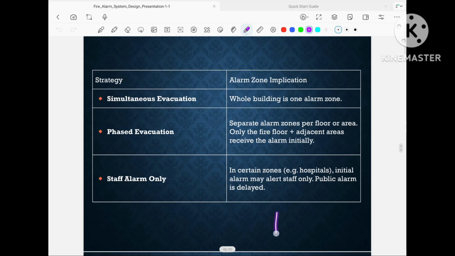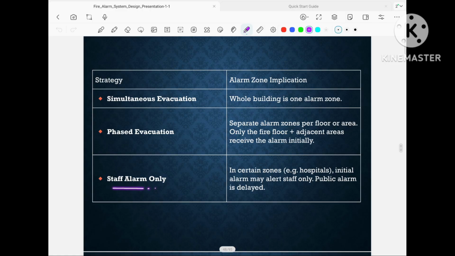Suppose my building is very small, then I can go for simultaneous evacuation, meaning the whole building has one alarm zone. Phase evacuation, like I told you in the previous example, is for a multi-storey building, where during a fire it is required to evacuate those occupants who are actually in the danger location. In that case, phase evacuation is good. In phase evacuation, a separate alarm zone per floor or area is required. Where there is a fire, that zone will activate and alert the occupants.